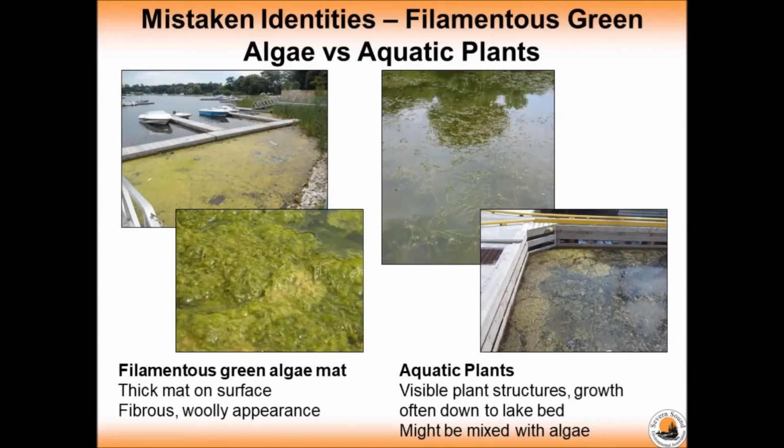Looking at filamentous algae versus aquatic plants, again, from a distance, they can look kind of similar. Upon closer inspection, you can see that the filamentous green algae mat will look like a very thick mat right on the surface of the water and sort of have that woolly, fibery look to it if you poke it around. Whereas looking at aquatic plants more closely, you can obviously see those plant structures, and you'll often see the roots going down towards the lake bed. Can often be mixed with green algae as well, just as things are accumulating in slow-moving areas.